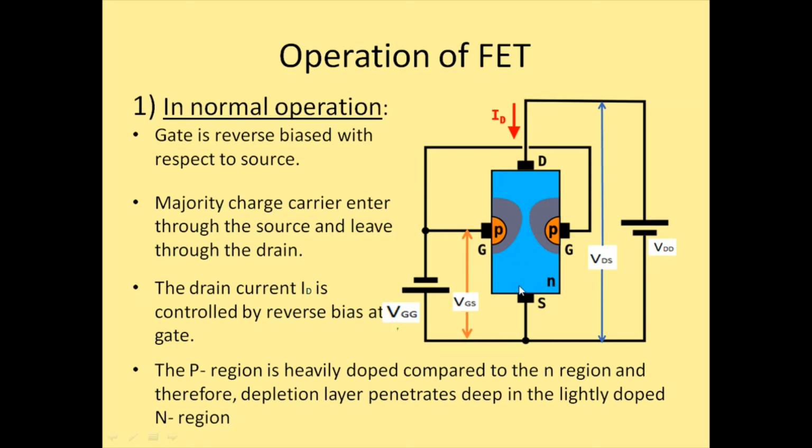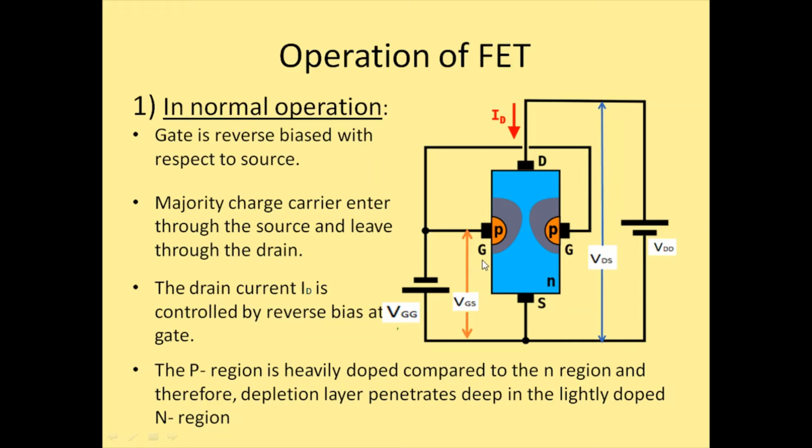Now the majority charge carriers enter from the source terminal, flow through this particular channel, and then reach the drain terminal. This current is known as ID, that is drain current, and this current is controlled by the voltage that we apply here, that is the reverse biasing voltage applied to the gate terminal.